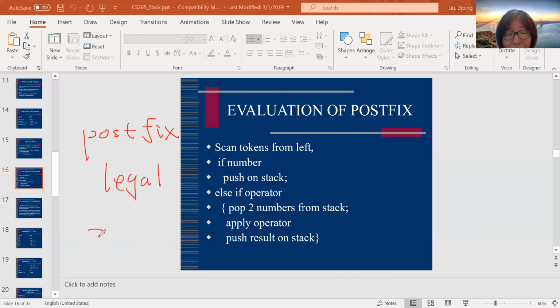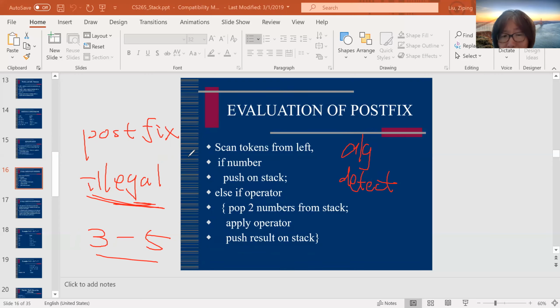Suppose you have something that looks like this: 3, and then minus, and then 5. This is an illegal postfix expression, isn't it? And so basically, this algorithm can also detect illegal postfix expressions.